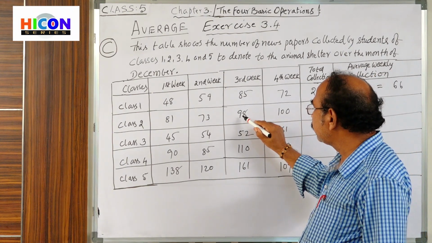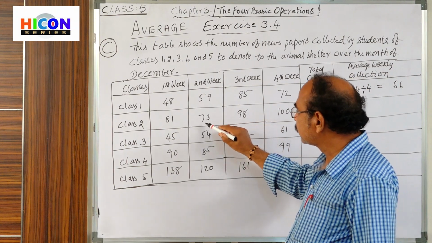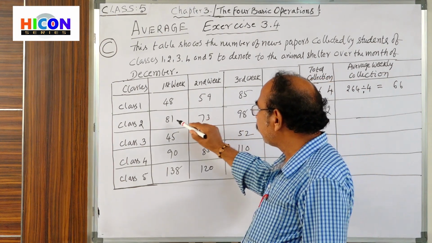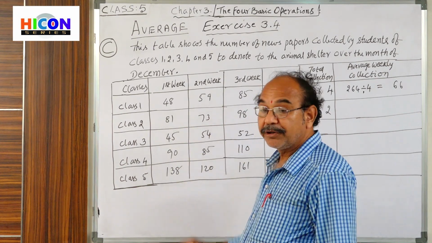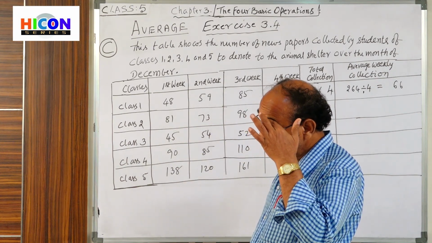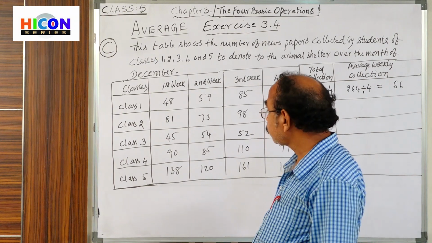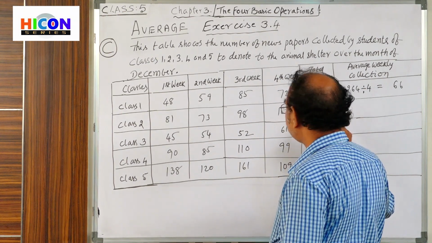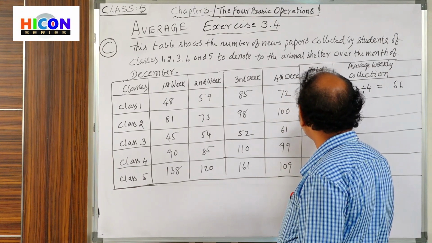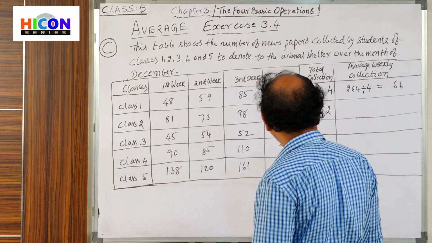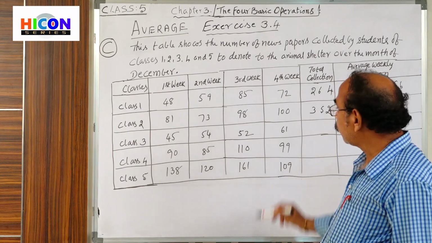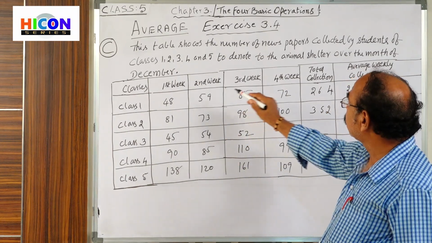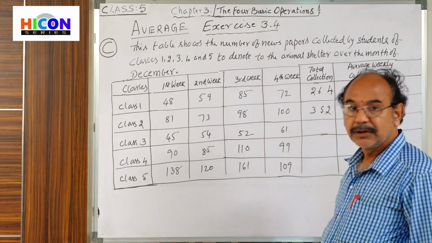Okay. 1 plus 0, 1. 1 plus 9, 10. 10 plus 7, 17. 17 plus 8, 25. 5 right here, 2 is there now. 2 plus 1, 3. 352. This is the total collection of second class students in all the 4 weeks.